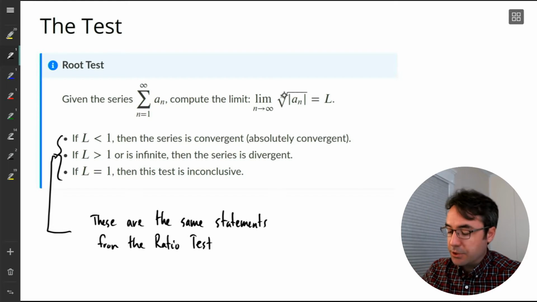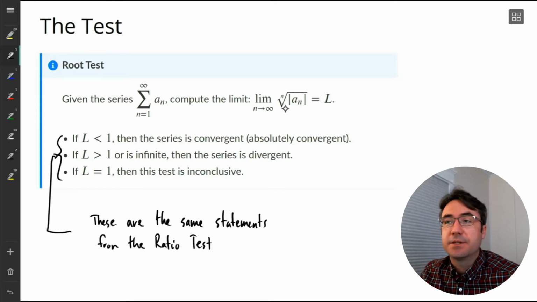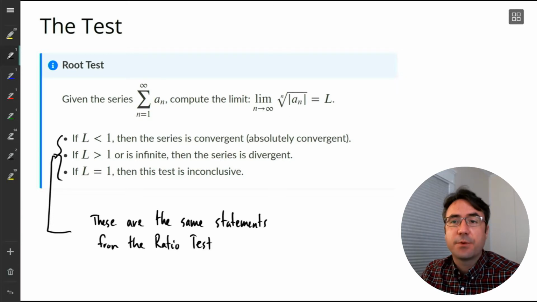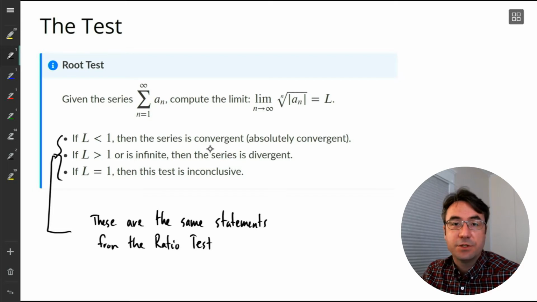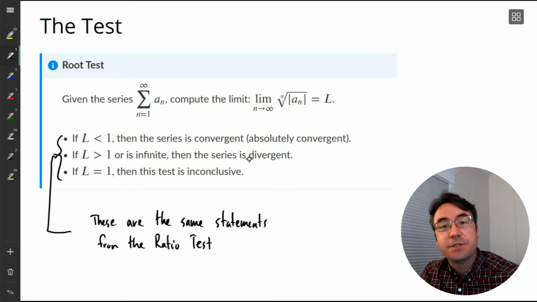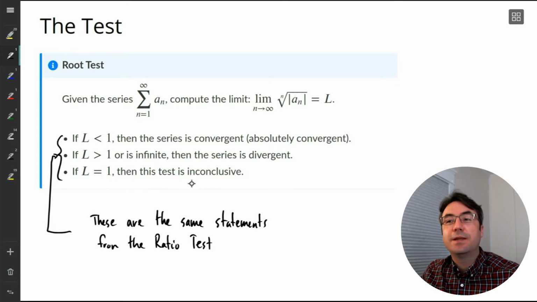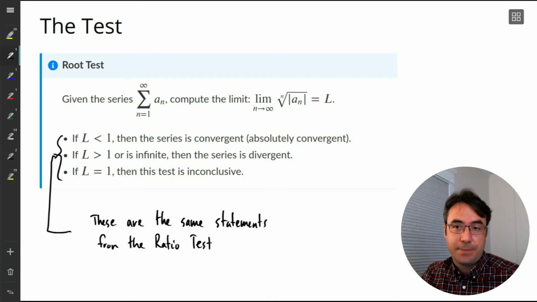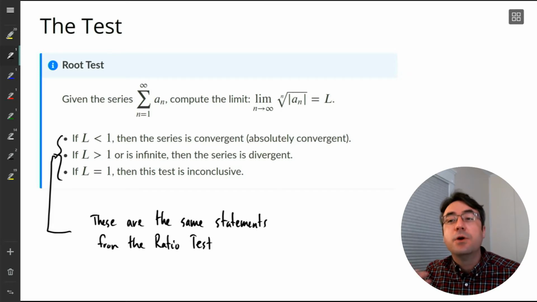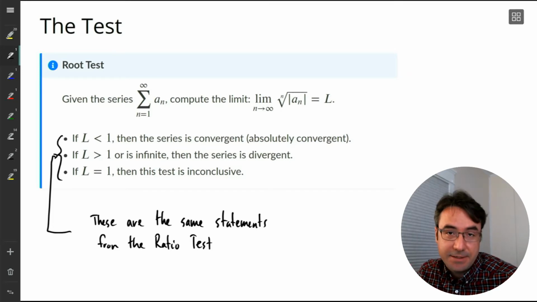All right, so what we're actually doing here with the root test, though, is different. So we're computing the limit of the nth root of the absolute value of an. That's different from the ratio test, but these conditions are similar. So if L is less than 1, we have a convergent series. If L is greater than 1 or is infinite, then we have a divergent series. And if L is equal to 1, the test is inconclusive, meaning we don't know what it's doing. So the series might converge, it might diverge, we just don't know. We would have to use some other test.